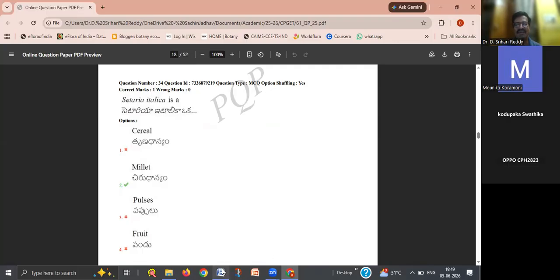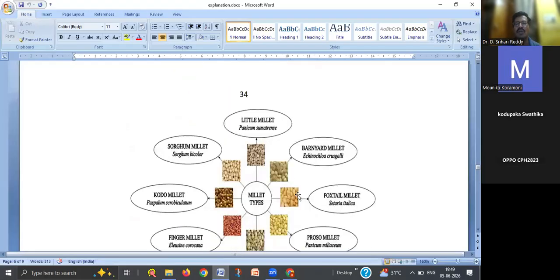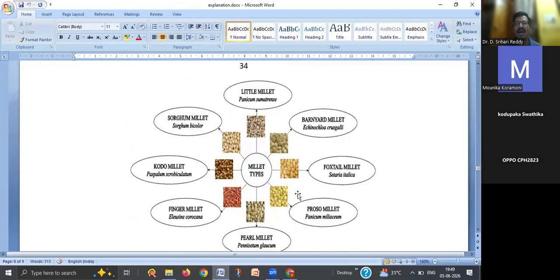Now, once again, I will share some important points about the different millets. You should know the names of all these millets, because now they asked about one millet, but later they may ask about other millets also. So usually you see sorghum. It is also called great millet, Sorghum bicolor.